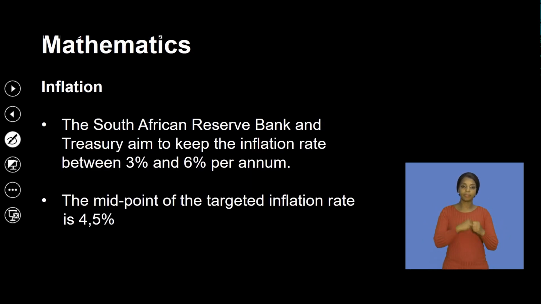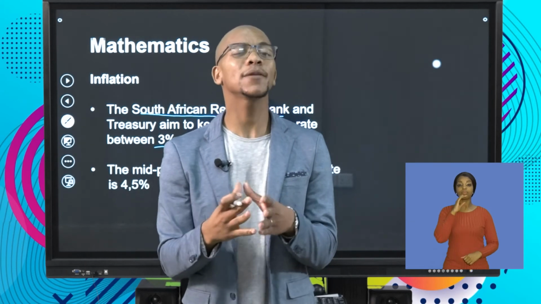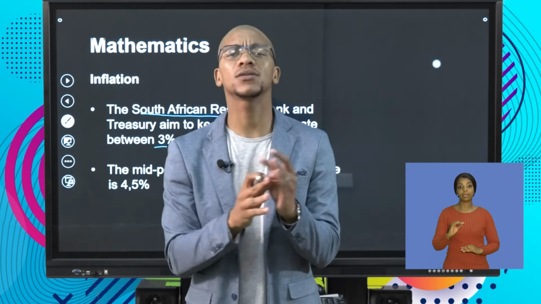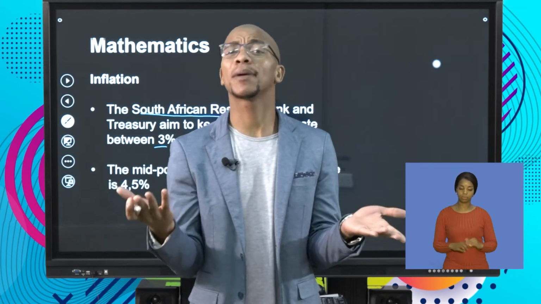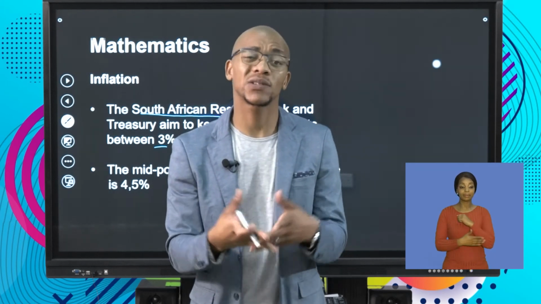Now, we have what we call the South African Reserve Bank. That's where we get our money from, or those are the people that actually create the money for us. And the Treasury normally aims to keep the inflation rate between 3 and 6% per annum. So what does this mean? It means the rate at which goods and services are increasing is normally between 3 and 6%. And not really more than 6% or less than 3%, but depending on what is happening in our country or in the society at that time.